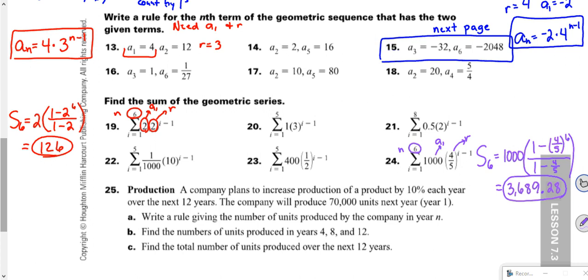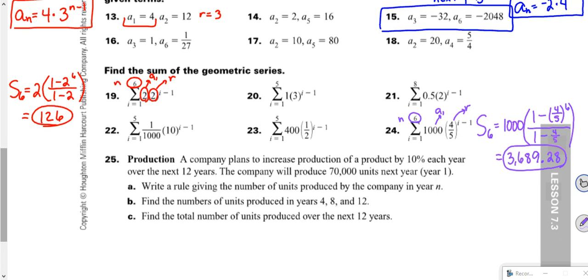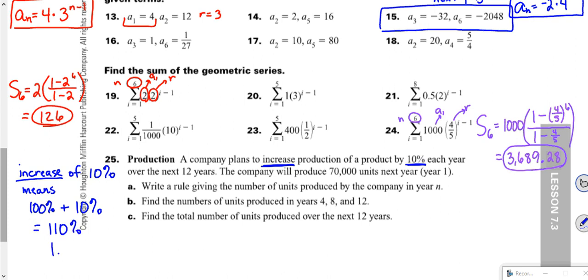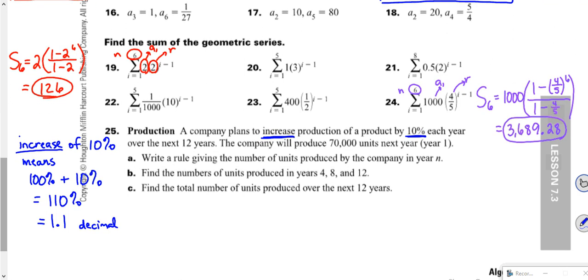Now, 25. Last one, I'm just going to help you get started here on part A. It says a company plans to increase production of a product by 10% each year. Now, a couple of things I want to point out. This is an increase of 10%. An increase of 10% means you're going to continue to do what you always did, that's 100%, and then you're going to add 10% to that. So that is 100%, which is your normal productivity, plus 10%. Well, 100% plus 10% is obviously 110%, which is 1.1 as a decimal. That would be your ratio. So an increase of 10% means 100%, which is your normal output, plus an additional 10%.